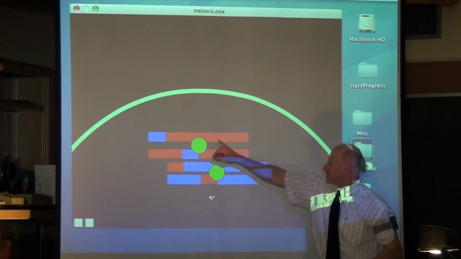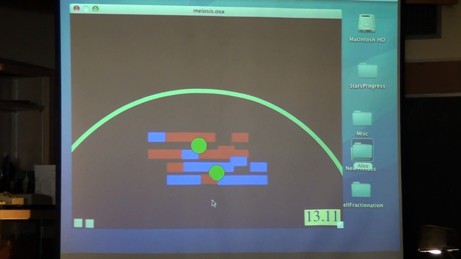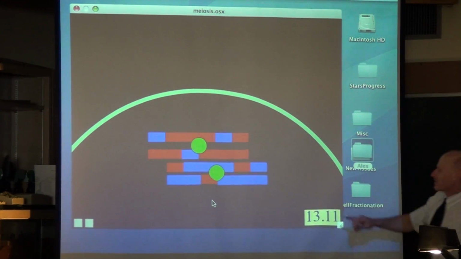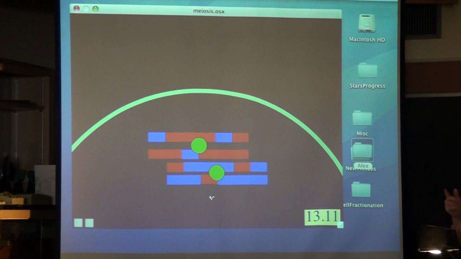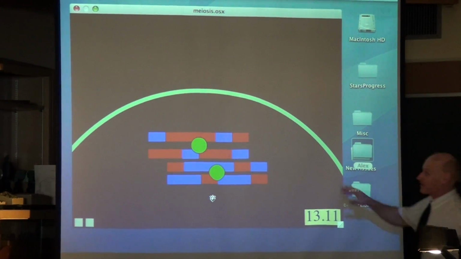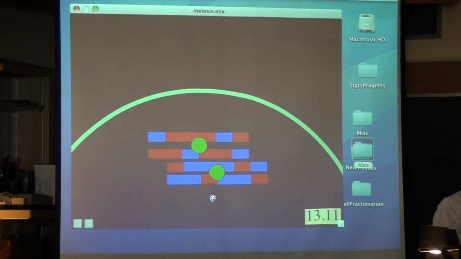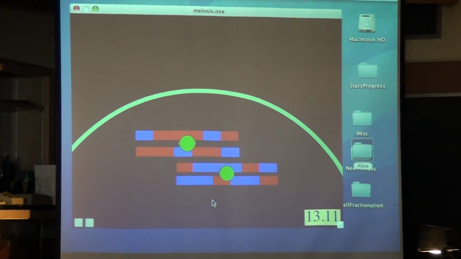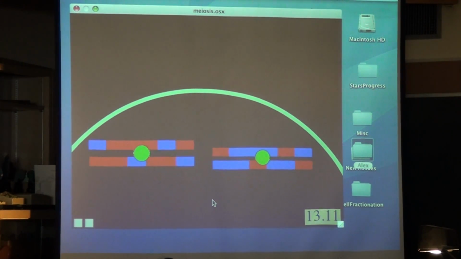Will this piece exchange with this piece? I don't know. That's a big guess. There we go. And will this piece exchange with this piece? No. Will this piece exchange with that piece? Yes. There we go. And so notice that this is now creating chromosomes that do have a mixture of maternal and paternal genes. And they'll eventually move apart from each other after they've done the crossing over.